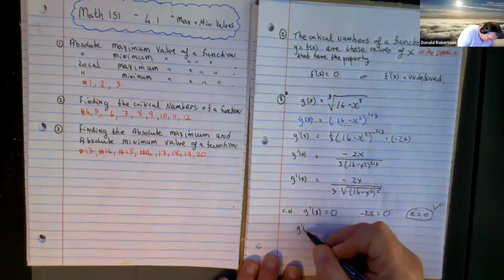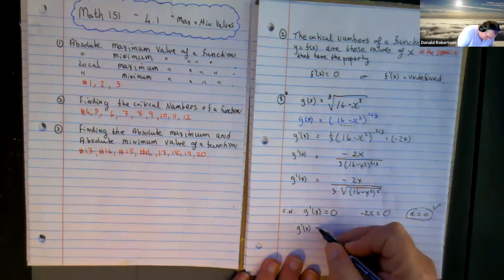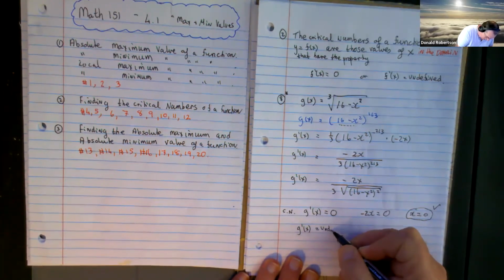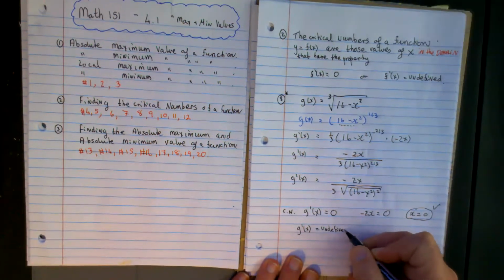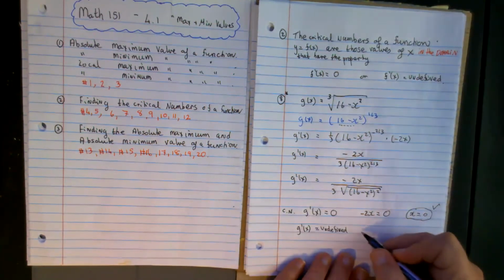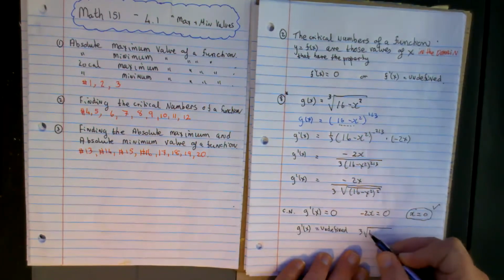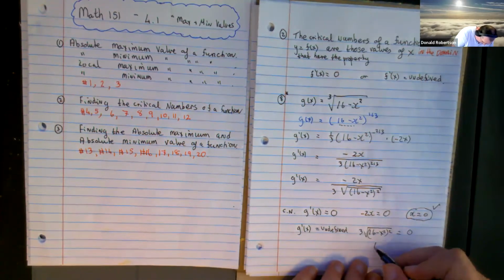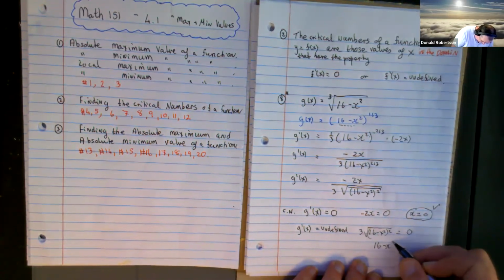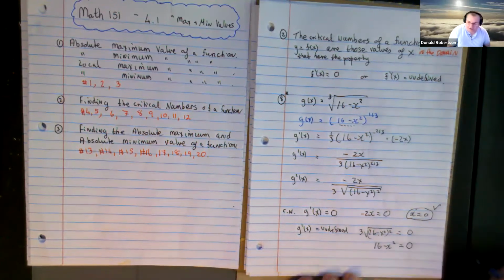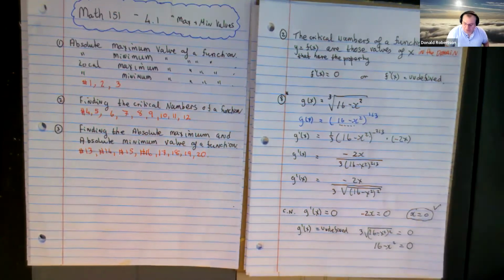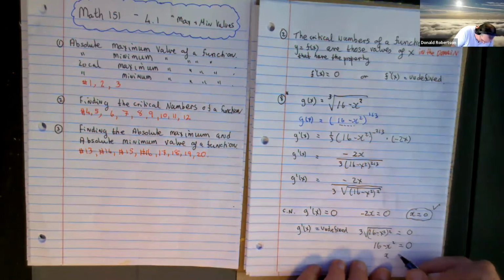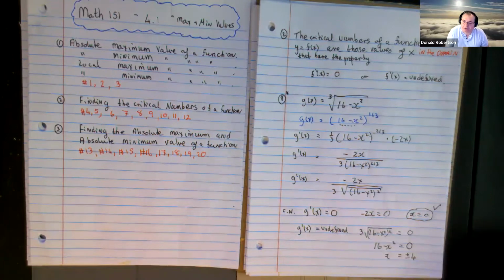Now, the other type of situation is when it is undefined. And undefined happens when the bottom is 0. And as messy as that looks, this is not going to be 0 unless the expression inside the cube root is 0. And I can do that in my head and hope you can as well. You get two numbers, plus and -4.